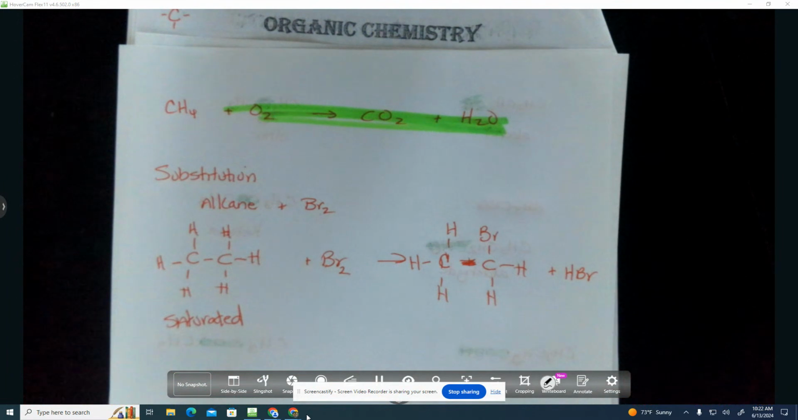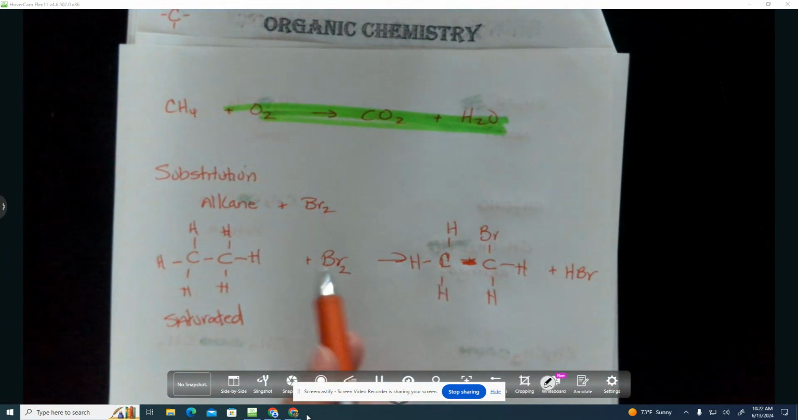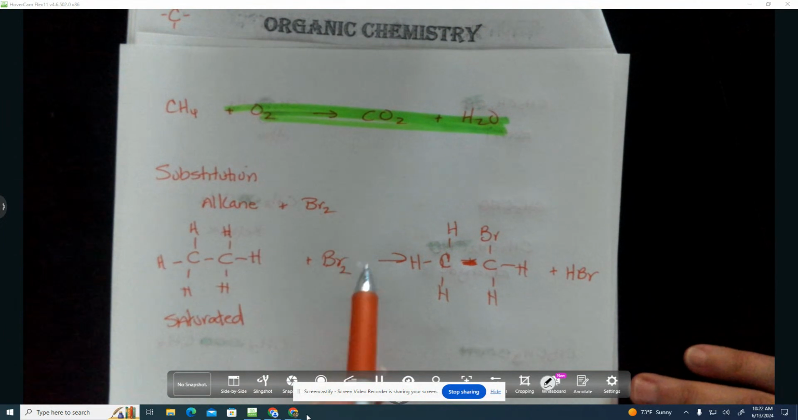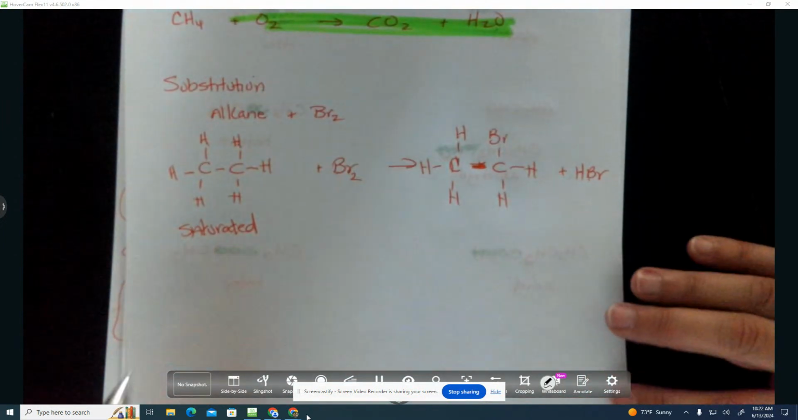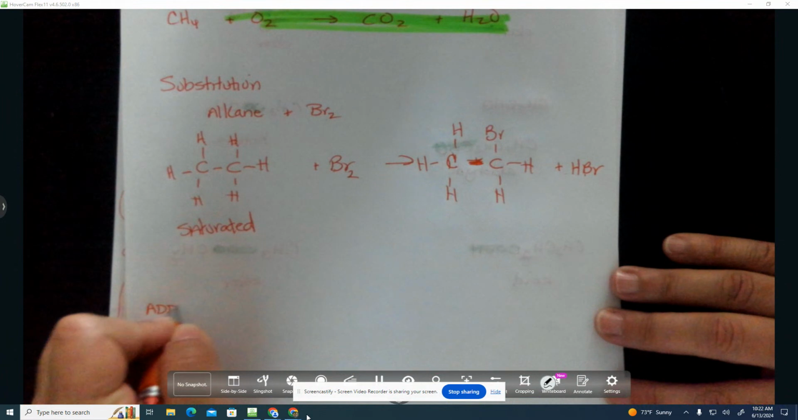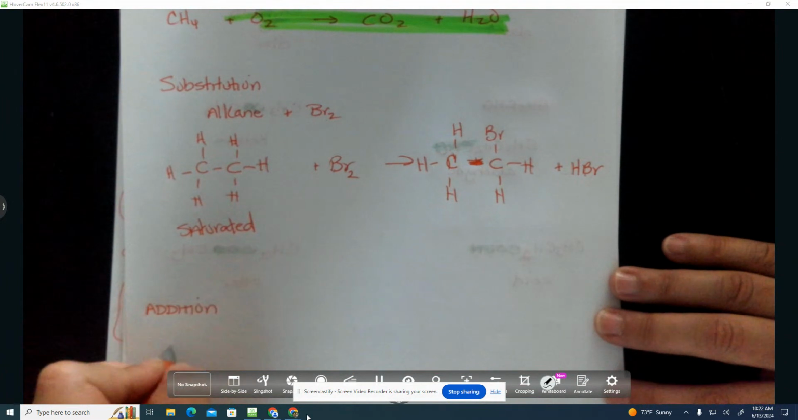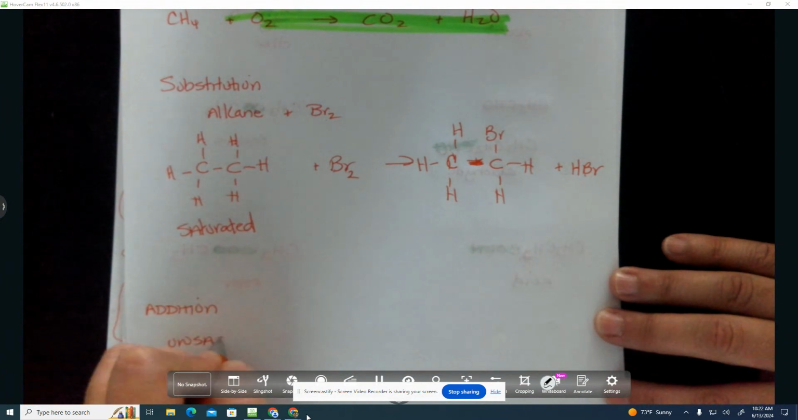You can't make any more spots because it's saturated. There's no more room at the end. So the bromine has to kick somebody out. That's why you end up with two products. An addition reaction is a little bit different in that you are going to start with an unsaturated.